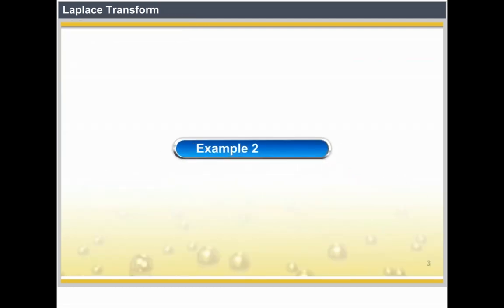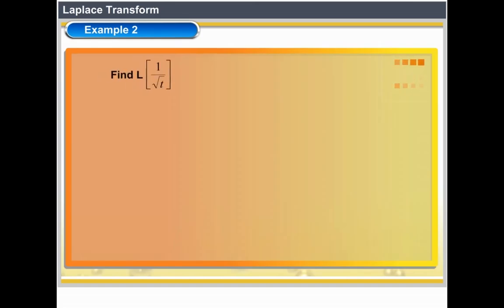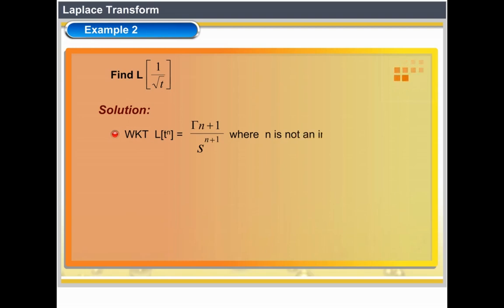Example 2. Find L of 1 divided by square root of t. Solution: we know that L of t power n equals gamma of n plus 1 divided by s power n plus 1, where n is not an integer. If n is not an integer, we have to use the formula gamma of n plus 1 by s power n plus 1. If n is an integer, we have to use n factorial divided by s power n plus 1. That's what we used in the last problem.